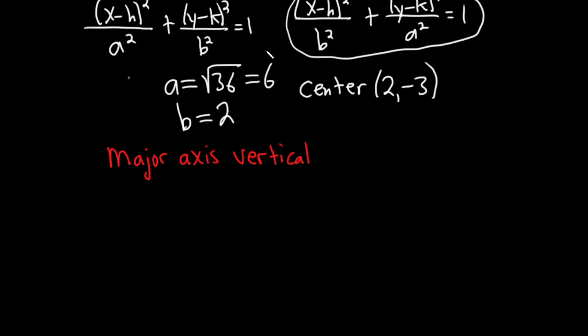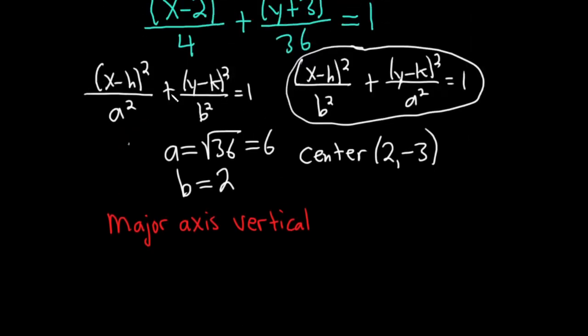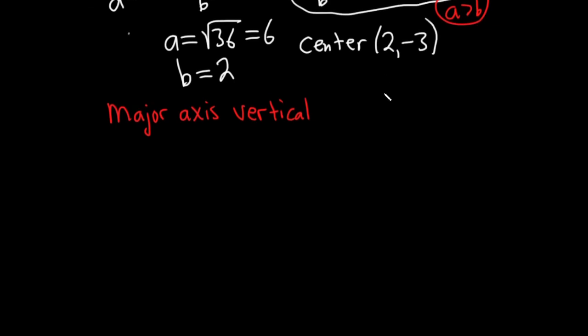And what that means is we're going to go up and down by A when we do the graph of this ellipse. If the major axis is horizontal, we go left and right. And that would occur when the bigger number is under the x, for example, here. And remember, in an ellipse, A is always bigger than B. I should write that down. That's a key thing there. So in an ellipse, A is the bigger one, right? That's super, super important.